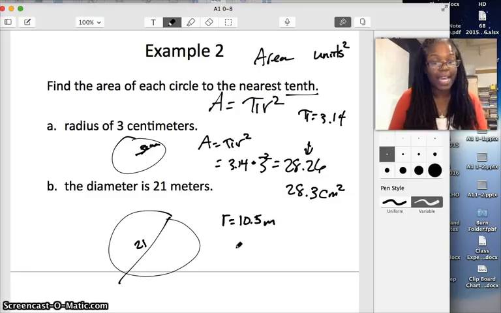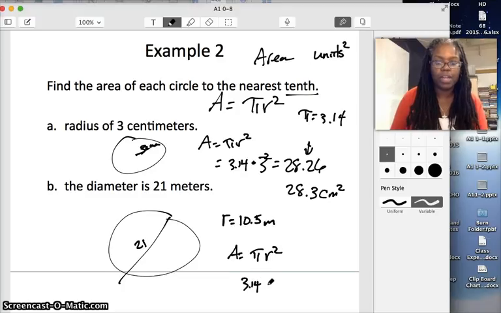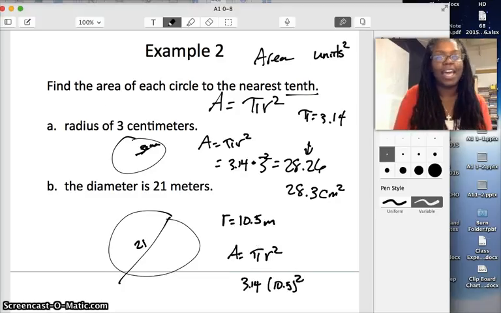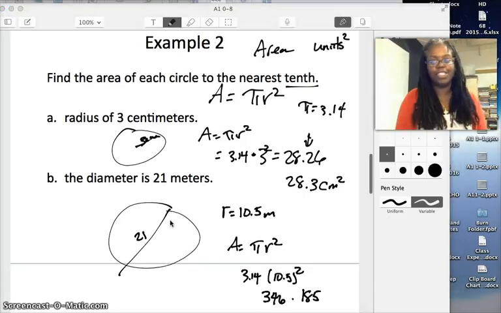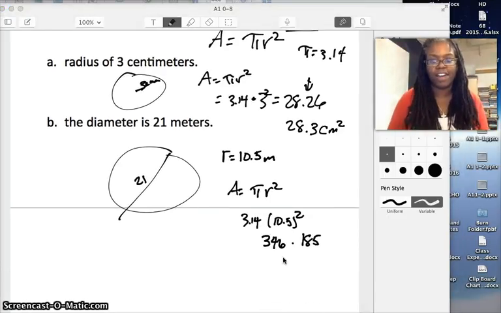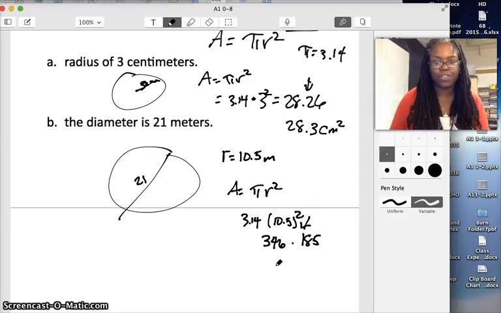And what we'll do now is apply exactly what we did before, pi r squared. So 3.14 times 10.5 quantity squared. And when I do, I get 346.185. Again, focusing on what we were asked for. We were asked to round to the nearest tenth. So that's 346.2 because I'm rounding up. And I'm not going to forget, we're talking about meters, so that's meters squared.